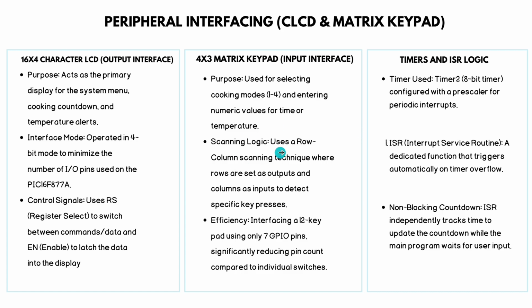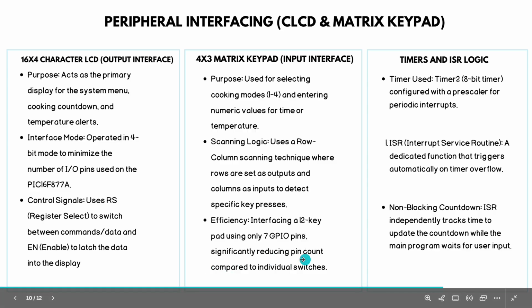Its purpose is selecting cooking modes and entering numeric values for time and temperature. The scanning logic of the keypad uses a row-column scanning technique, where the rows are set as outputs and columns are set as inputs to detect specific key presses. Efficiency of the keypad: interfacing a 12-key keypad using only 7 GPIO pins, significantly reducing the pin count compared to individual switches.